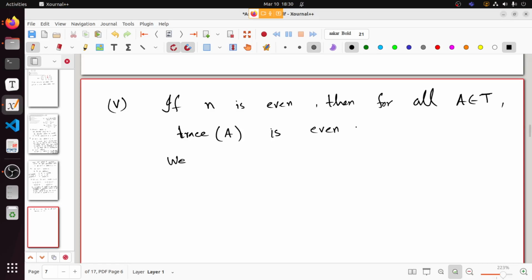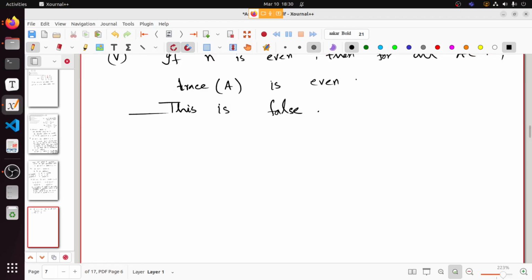We will show this is false, so we will give a counterexample. Let's do it for M4(R), meaning 4 cross 4 matrices. So let's take these matrices. Take A equal to this, a 4 cross 4 matrix.